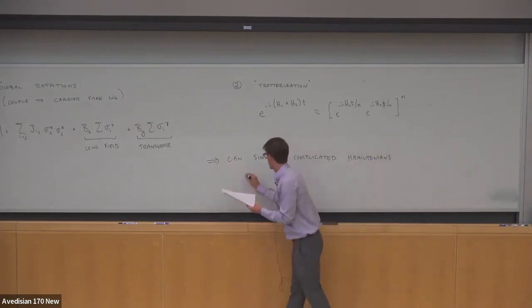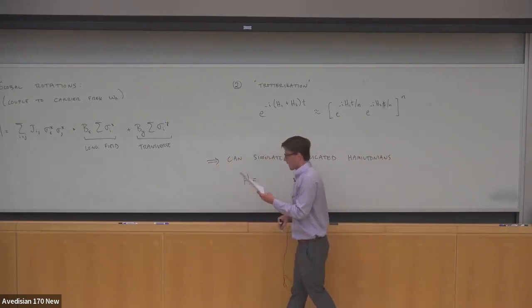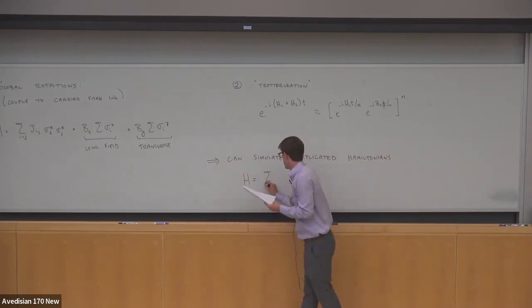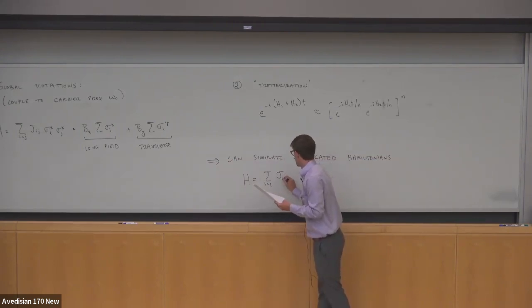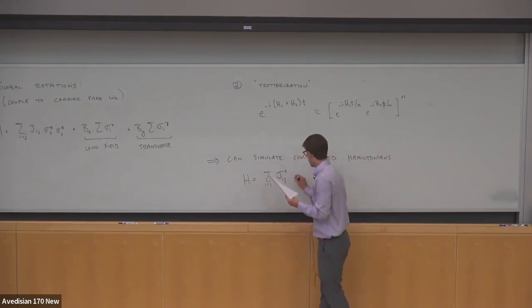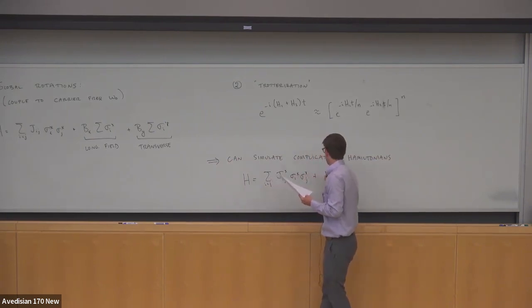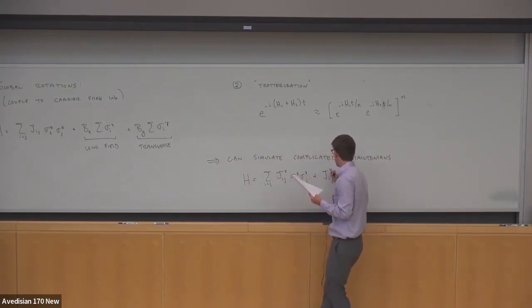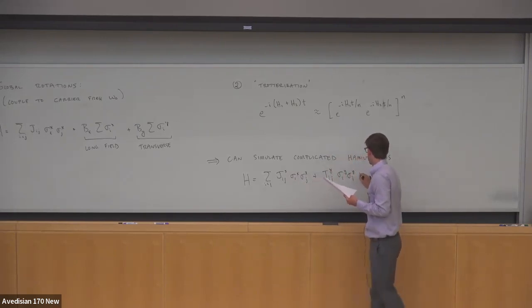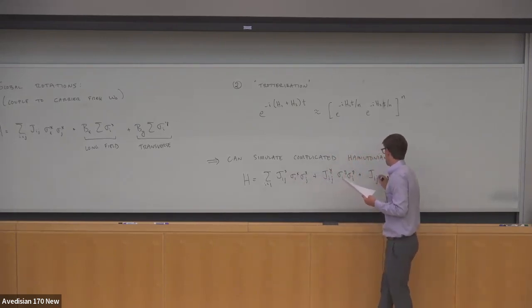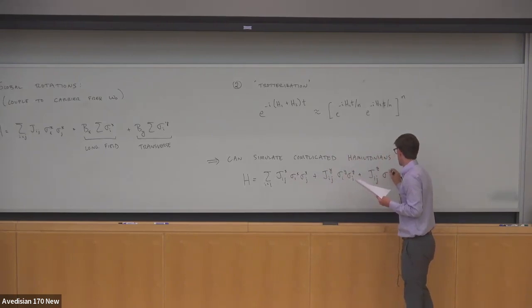Okay, so something like an XYZ model, where maybe we sum over all i minus j of some Jij in the X direction, sigma X, plus perhaps a different Jij in the Y direction, sigma Y, and yet another Jij here in the Z direction, sigma Z.